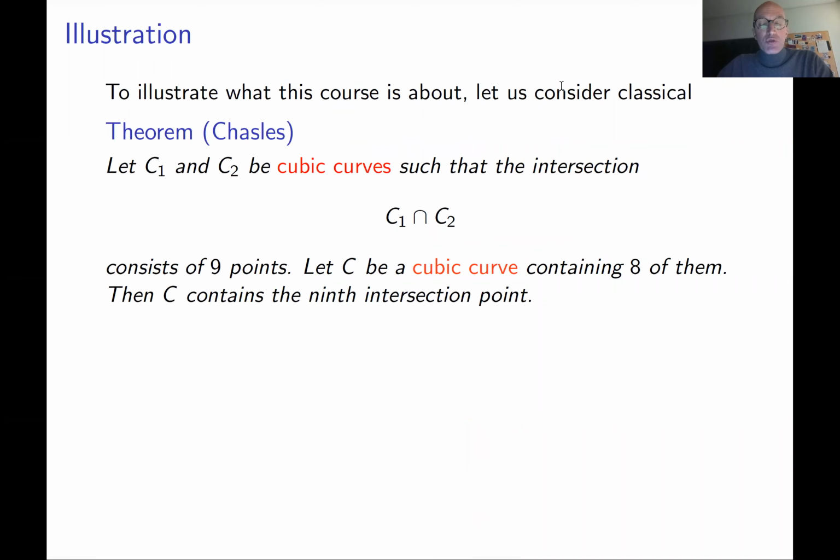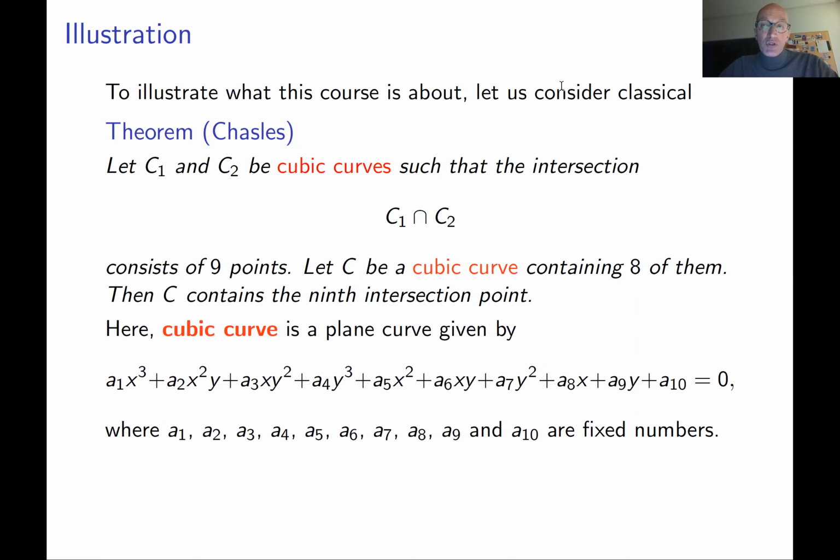So I decided to choose for this lecture a very classical theorem of Charles, a French mathematician, a theorem about plane cubic curves. The theorem says that if you have two cubic curves in the plane such that the intersection consists of exactly 9 points, you fix 8 of them, and then you take any other cubic curve in the plane which passes through these 8 points, then this cubic curve must contain the 9th remaining point of the intersection.